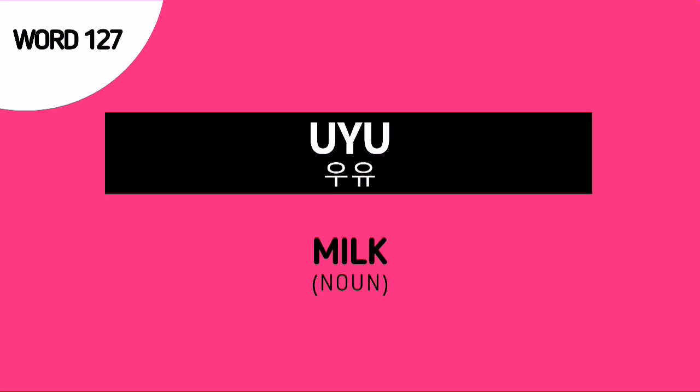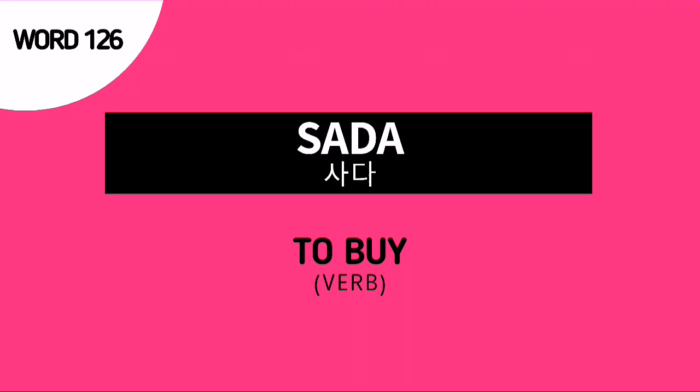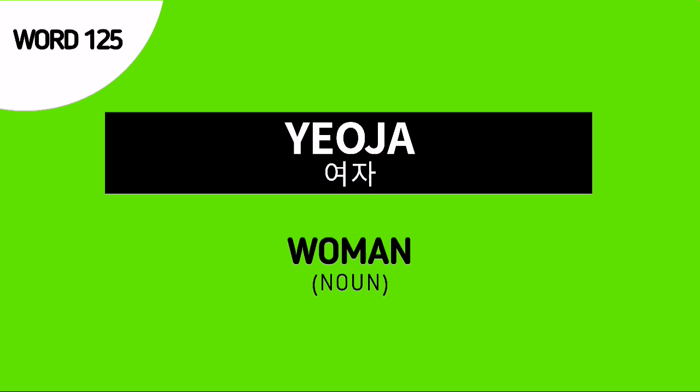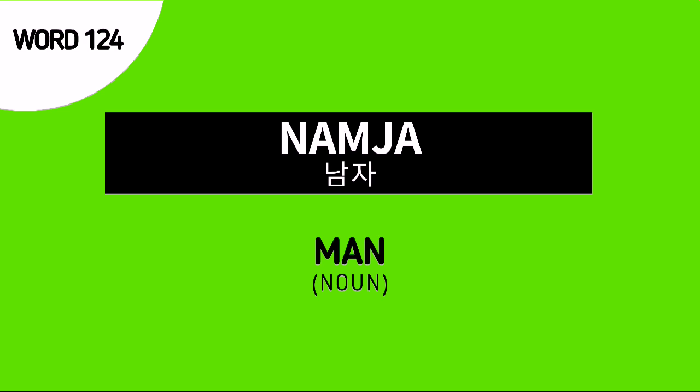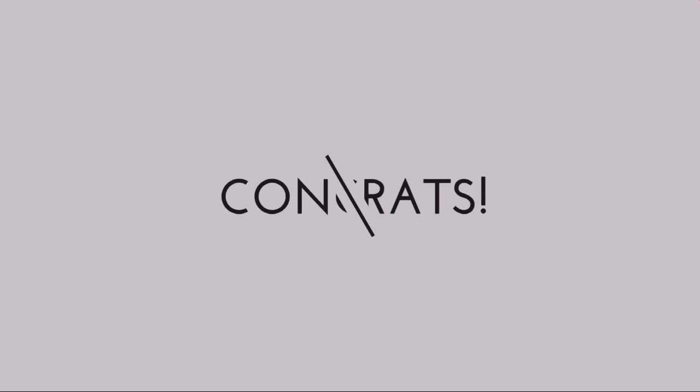Word number 127 is uyu, and this is the Korean noun for milk. Word number 126 is sada, and this is a root verb which means to buy. Word number 125 is yoja, and this is the Korean noun for woman. And the last for our review is word number 124, namja, and this is the Korean noun for man. Congrats!